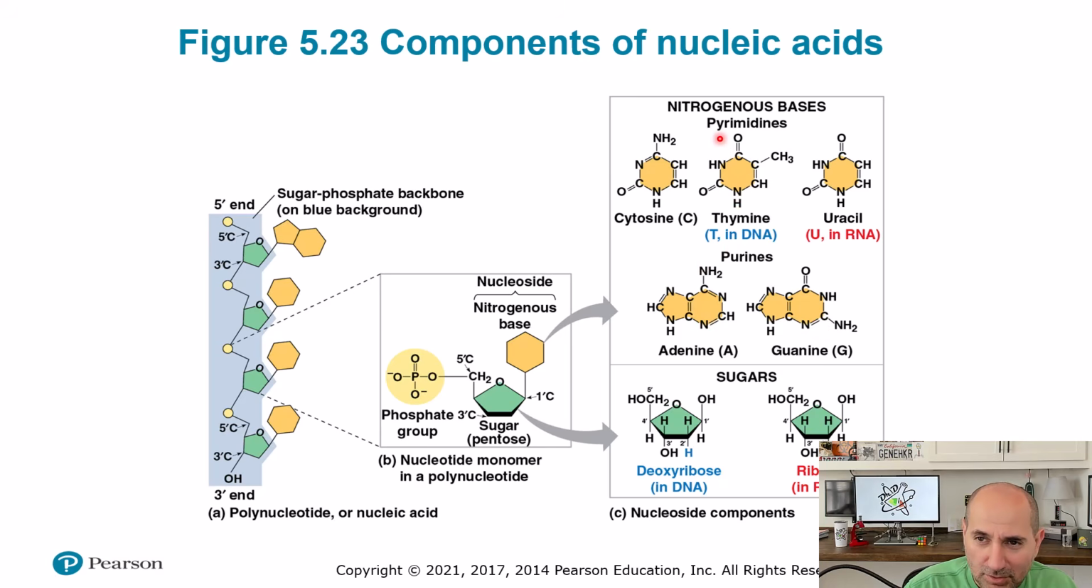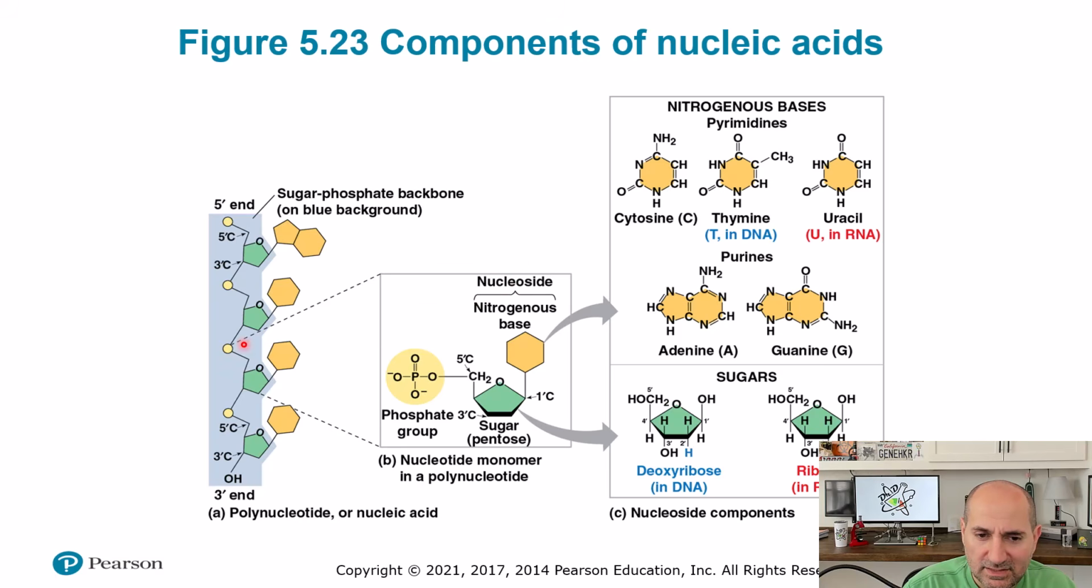You should know that the pyrimidines are C's, U's, and T's. Remember, one pyramid can cut. Pyrimidines are C's, U's, and T's, whereas the purines are A's and G's. So know which ones are the purines and which ones are the pyrimidines for the exam.